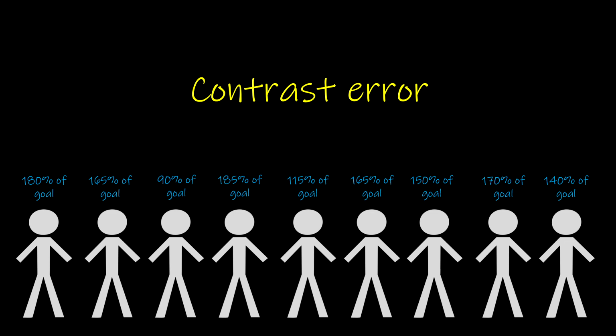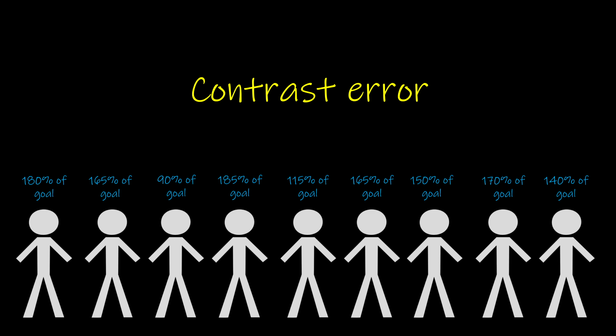We see that all but one of them exceeded 100% of their goal, and some of them performed as high as 185% of their goal. Now, in this case, the person who performed at 115% of their goal may actually be rated pretty poorly, not because we're evaluating them based upon their sales, but because we're evaluating them based upon how everybody else performed.